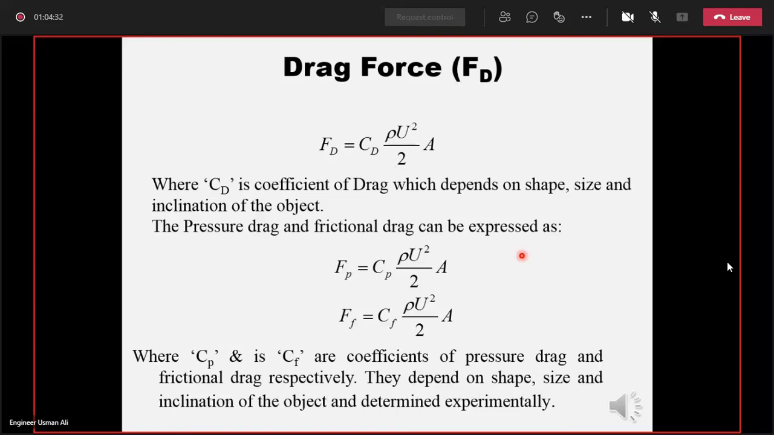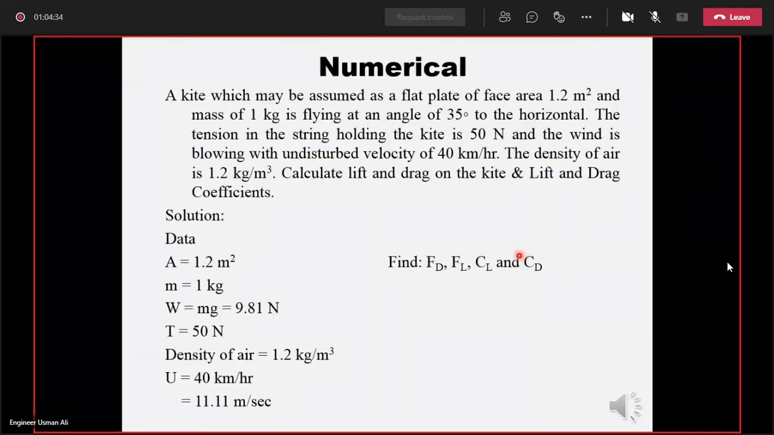Now let us see how we can find these forces in a numerical. A kite, which may be assumed to be a flat plate of face area 1.2 square meters and a mass of 1 kg, is flying at an angle of 35 degrees to the horizontal.